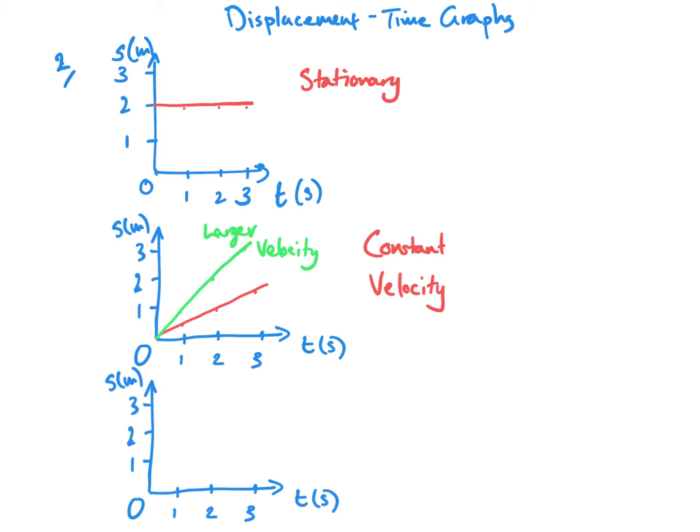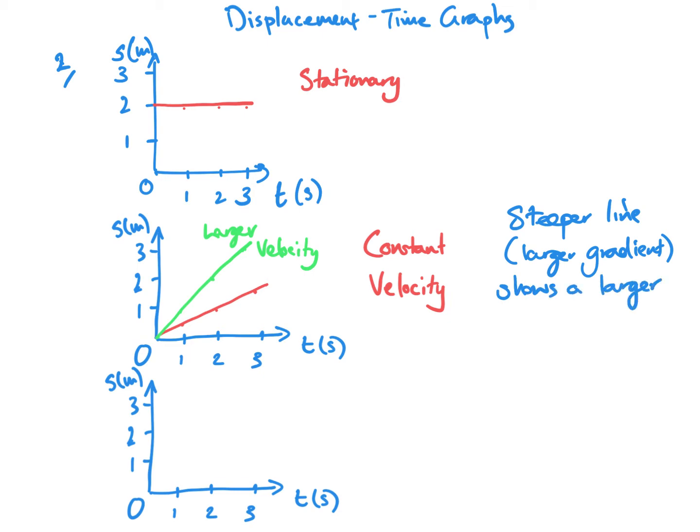And what we see is that the line there is steeper. Okay, so a steeper gradient, right, a steeper line. A steeper line, or a larger gradient, shows a larger velocity. We'll come back to that concept when we think about the links between the different graphs.